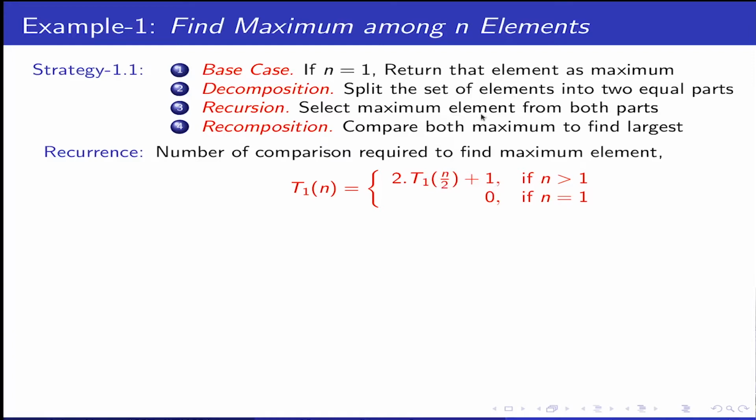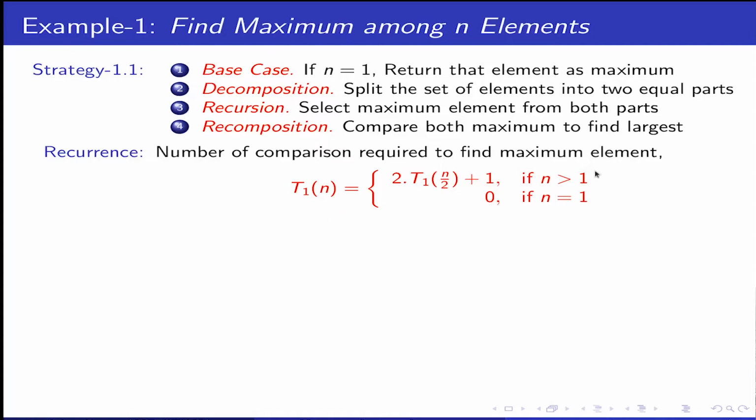Here you see the steps for decomposition do not involve any comparison, so d(n) is 0 in this case. Steps for recomposition involve a comparison to find the maximum between those two maximums. So recomposition is 1, and the splitting is uniform, of n by 2 size and 2 instances. So this is the recurrence as per my previous form. And I know that in the base case, when I reach a point where there is only one element, I just return that without comparing anything, so my number of comparisons there is 0.